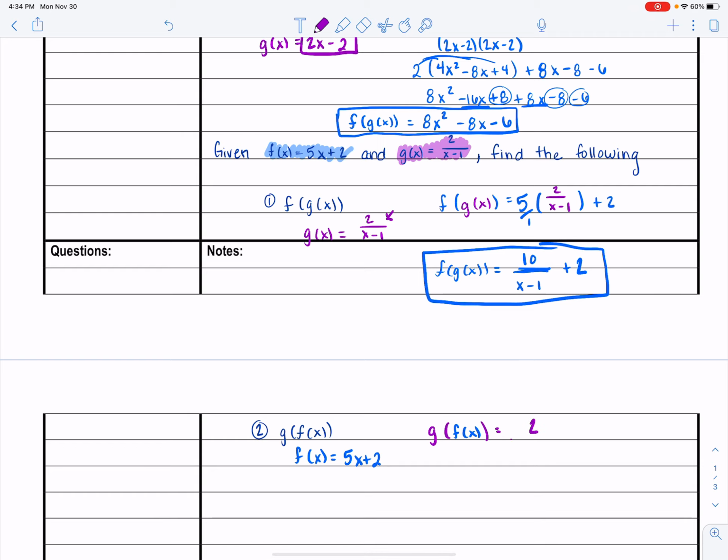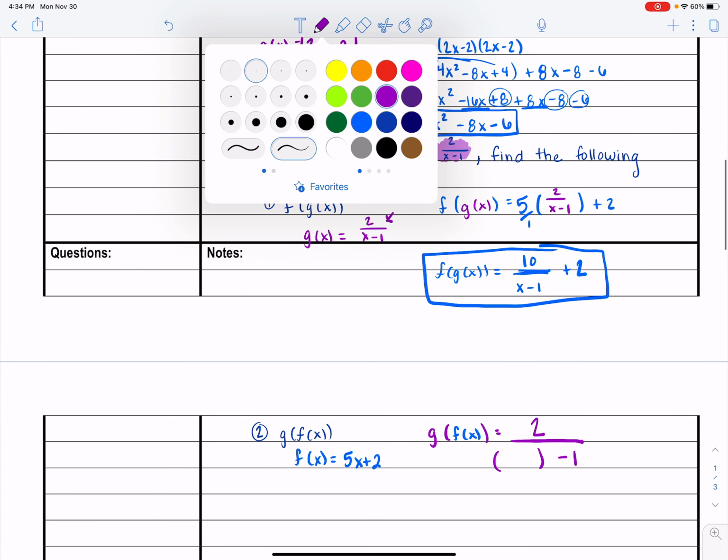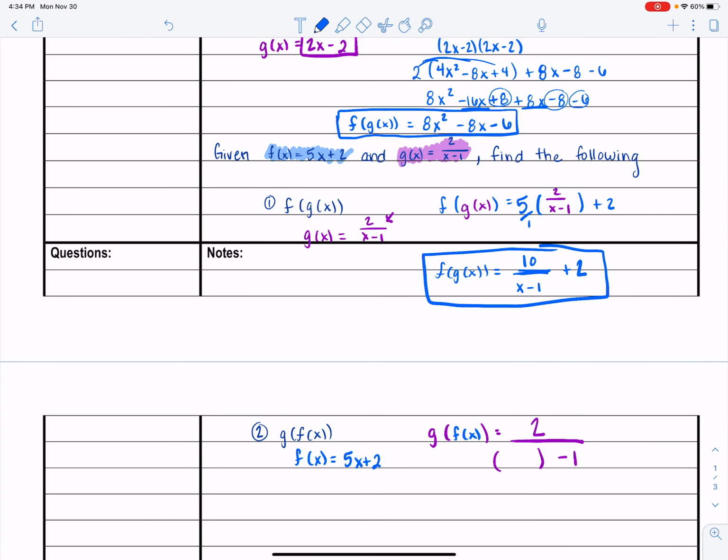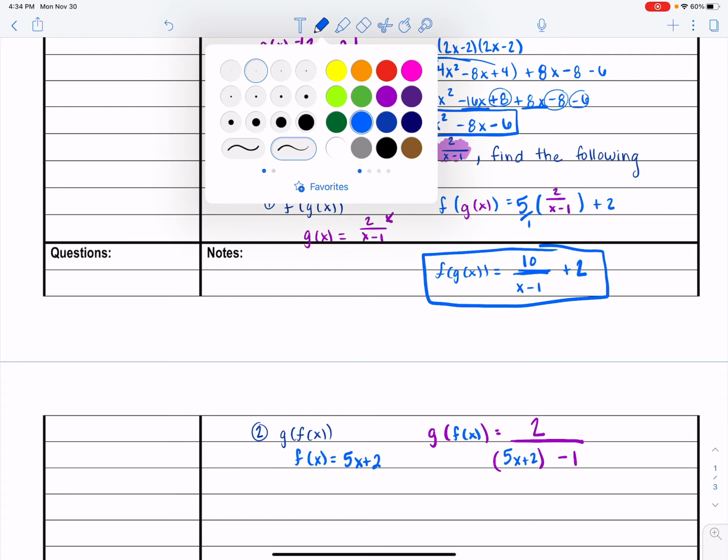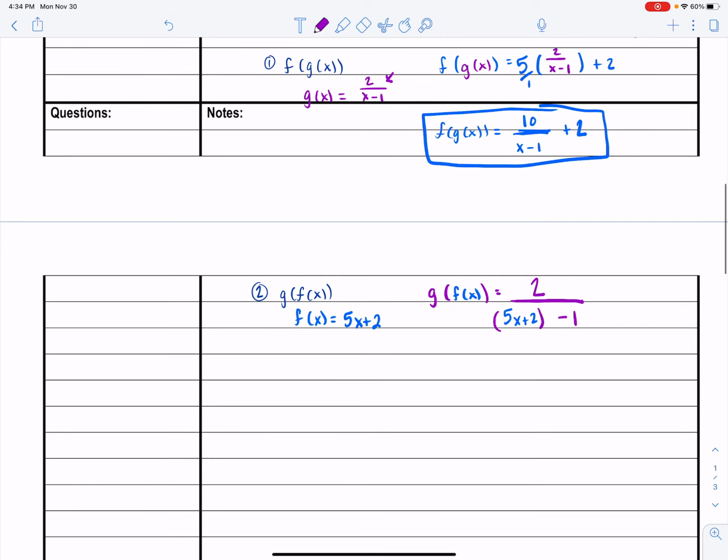We know g is 2 over. I'm going to take out the x and then keep the minus 1. Okay. Inside of where x used to be, I'm going to put f because I'm putting f inside of g. So I put 5x plus 2 where there was an x. So now I have 2 over 5x plus 2 minus 1.